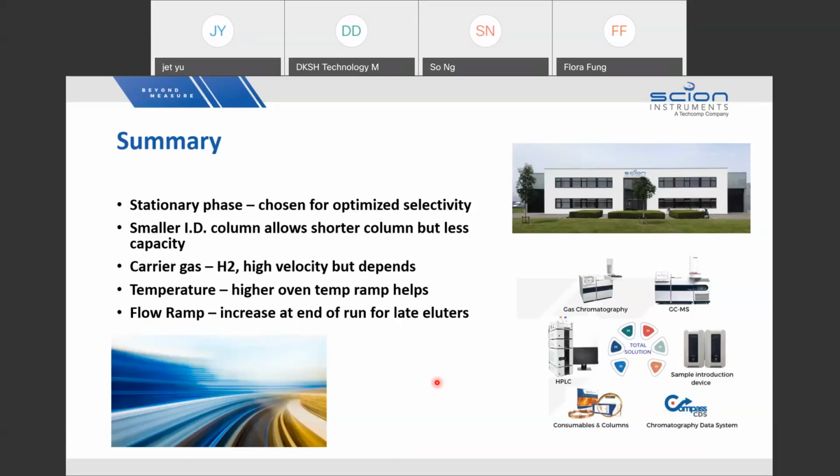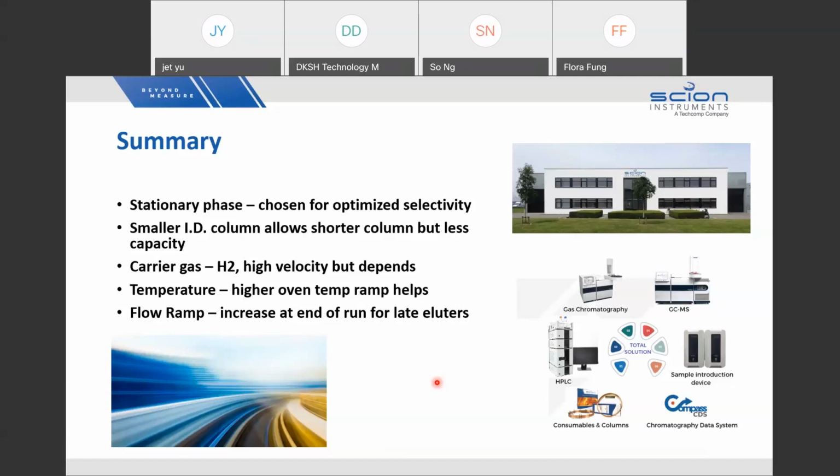Smaller ID allows shorter columns but less capacity. A smaller ID, less film thickness, and shorter columns are factors you have to change before you transfer from one method to another. But it means less capacity. When you choose a smaller column ID, the loading amount needs to be reduced, and this is relevant to sensitivity.